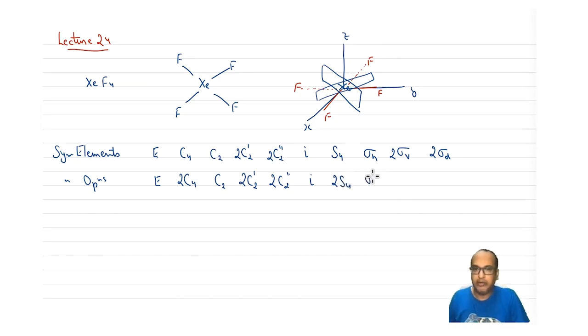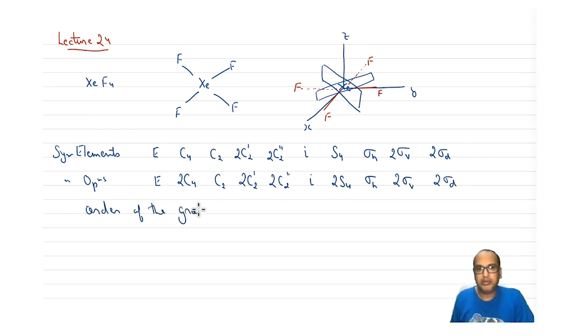Sigma will generate one. Each sigma v will generate one. So there are two sigma v operations and two sigma d operations. So this tells me the order of the group H. Let us count all the symmetry operations. We have 1, 2, 3, 4, 5, 6, 7, 8, 9, 10, 11, 12, 13, 14, 15, 16. So H is 16 here.